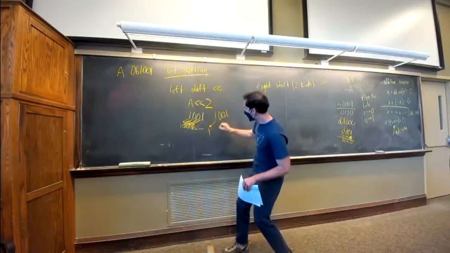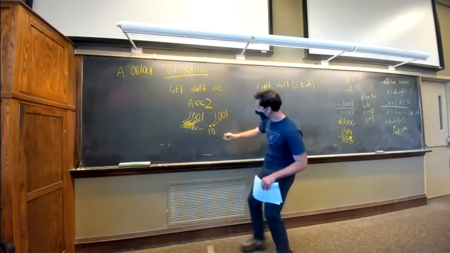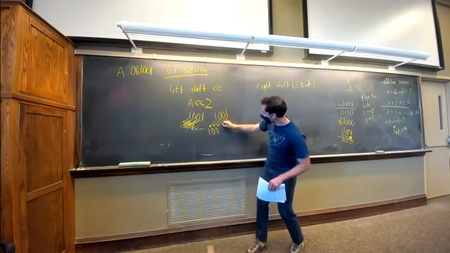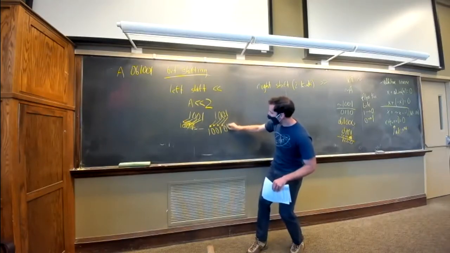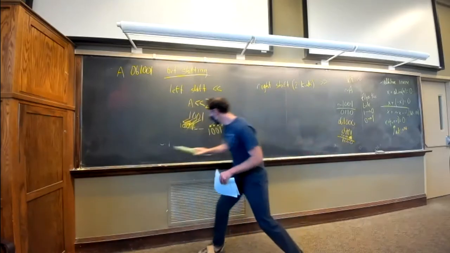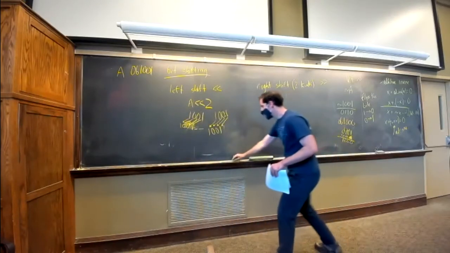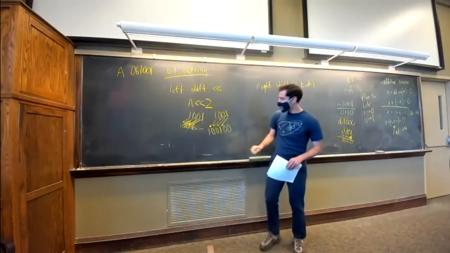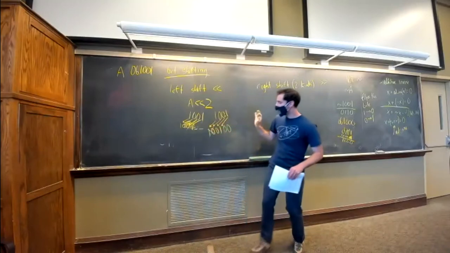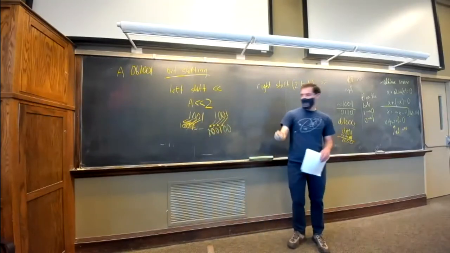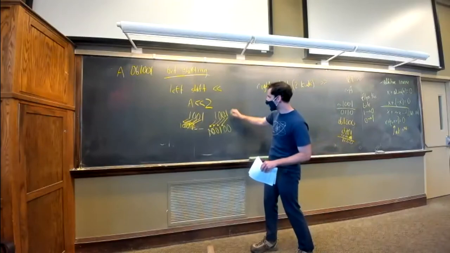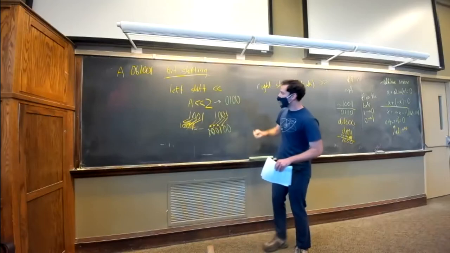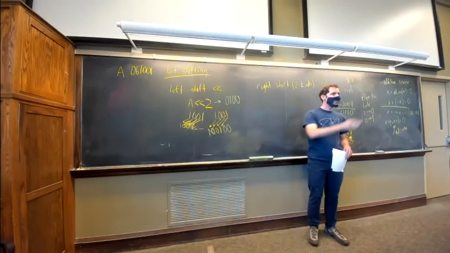So the 1 shifts over 2 places, 0 shifts over 2 places, this 0 shifts over 2 places, this 1 shifts over 2 places. We fill in two zeros in the empty spots, and we throw away the bits that shifted off the end. And so our result of A shifted by 2 is 0, 1, 0, 0.